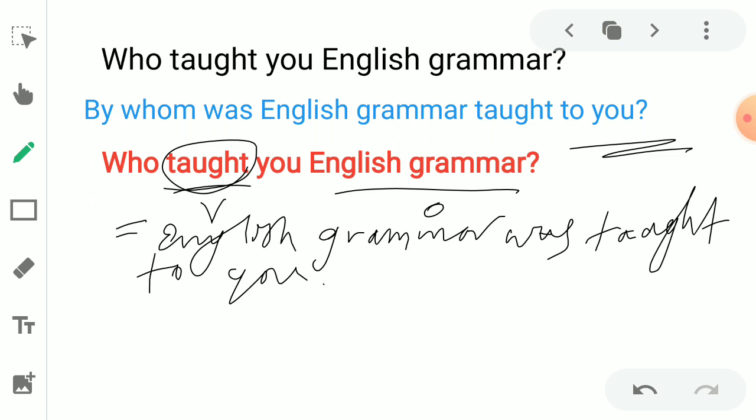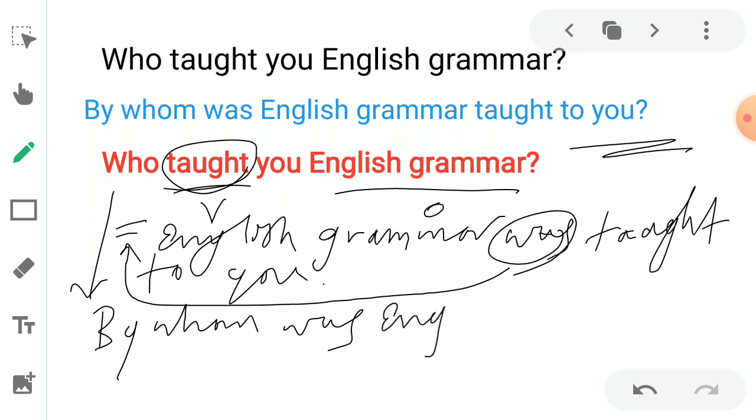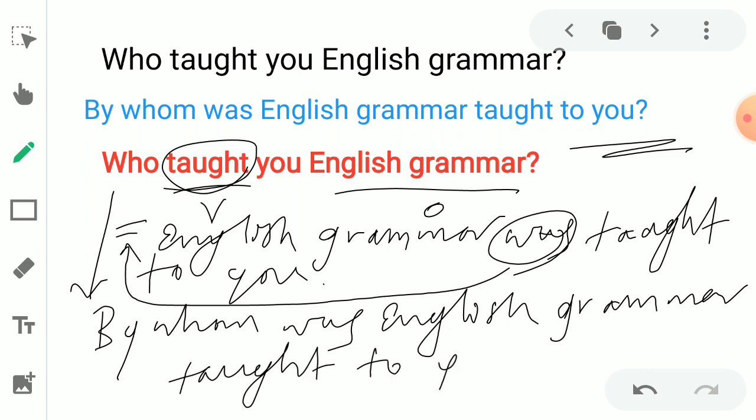Put a full stop. Then you can take WH along with by. By whom? Take the helping verb at first. By whom was English grammar taught to you? Put a question mark at the end. So this is the way to find this answer. This is the first method.